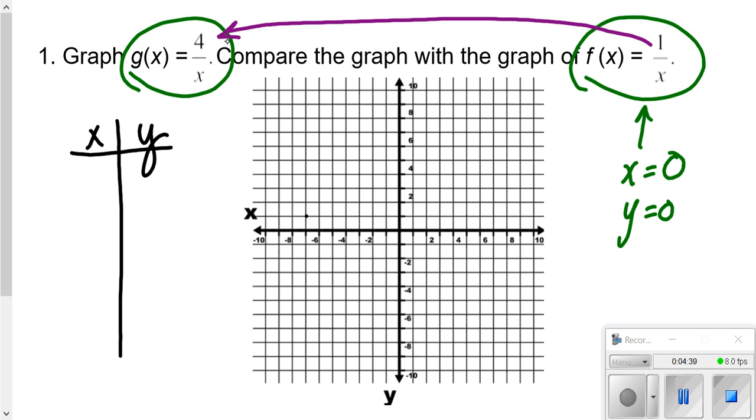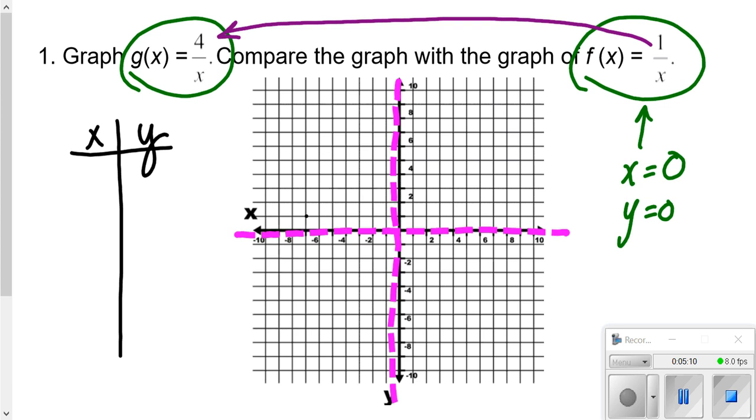Function g is going to be 4 times as tall, stretched out from the x-axis, as compared to f. And so those asymptotes are not going to be moved by a stretch from the x-axis. The points on the x-axis will stay where they are, and then the points above and below would stretch out. And again, because you can't divide by 0, we can't have an x value of 0.